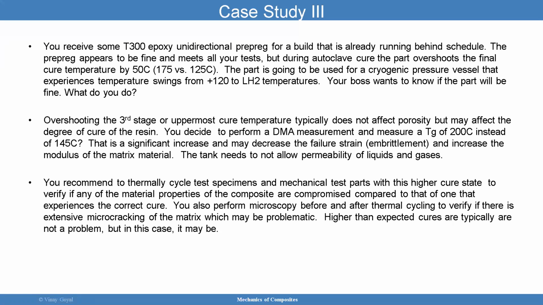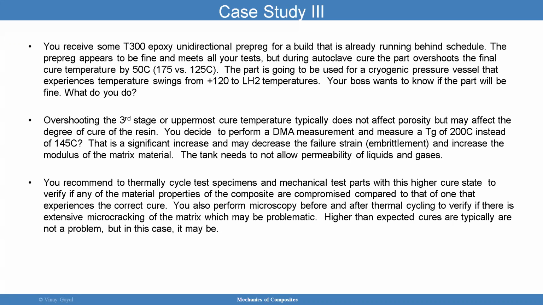So you decide to perform then a DMA measurement test, which I think is a good choice to look at that. And we measured a TG of 200C instead of 145C. So that is a significant increase and may decrease the failure strain. It can become more brittle if that happens and increase the modulus of the matrix material.